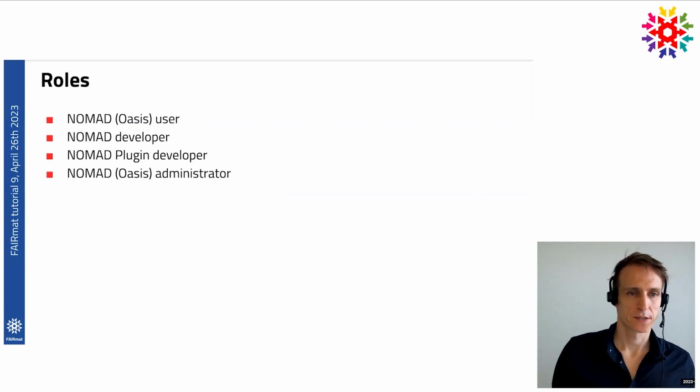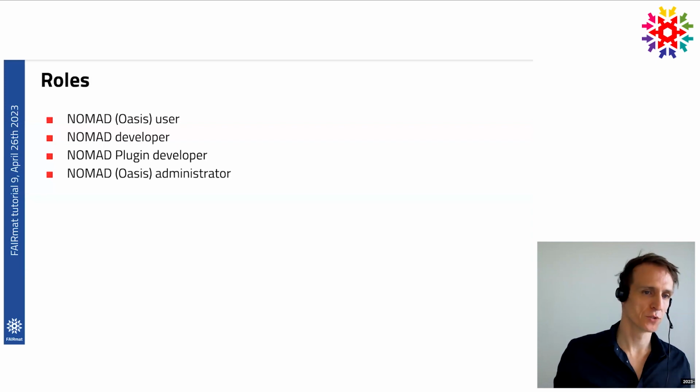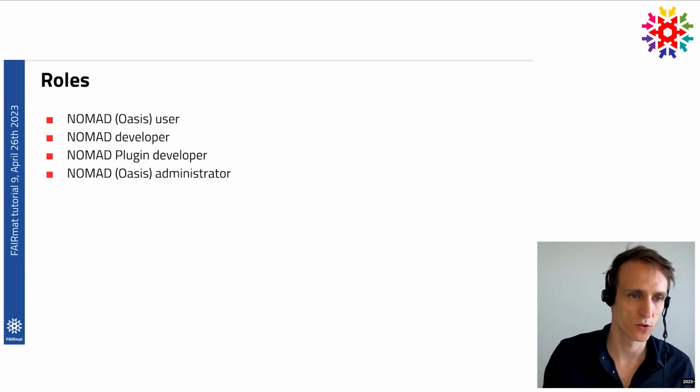So one more slide, just to give you some background information. When we talk about Nomad, we think about certain roles that people have, just to make it easier to talk about stuff. So when we think about Nomad or Nomad Oasis, there is the user. This is the person that uses Nomad, that logs into Nomad, uploads data, and so on and so forth. Then we have the Nomad developer. This is people like us who are part of the project and that continue to develop the Nomad software.